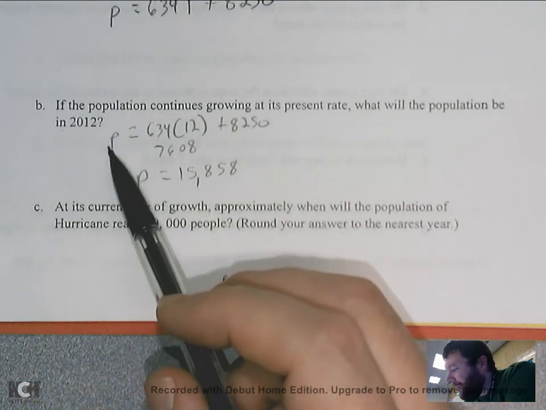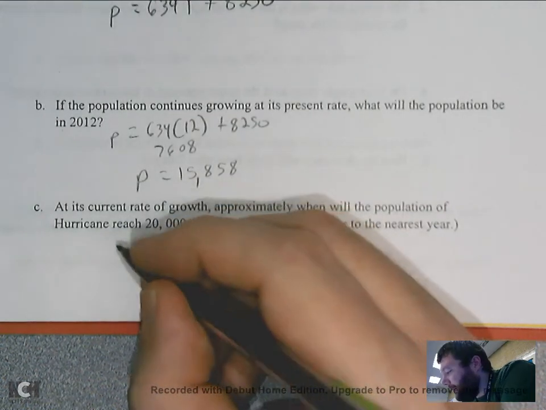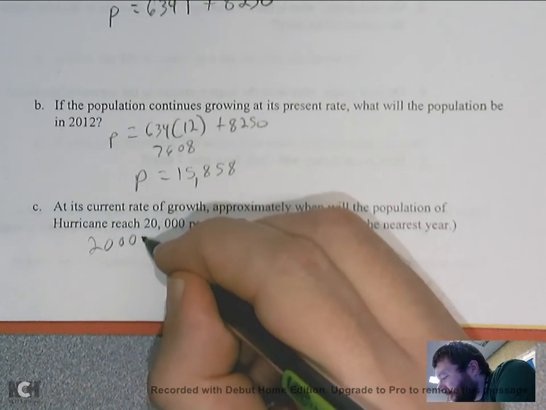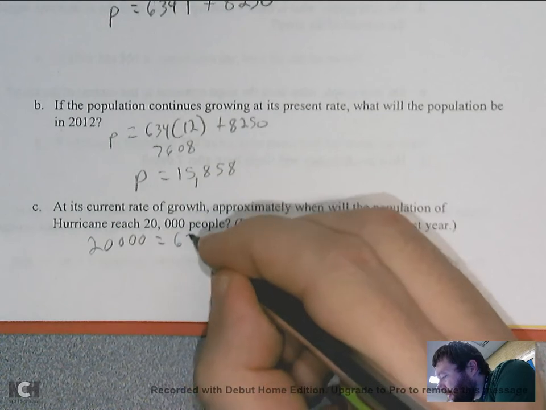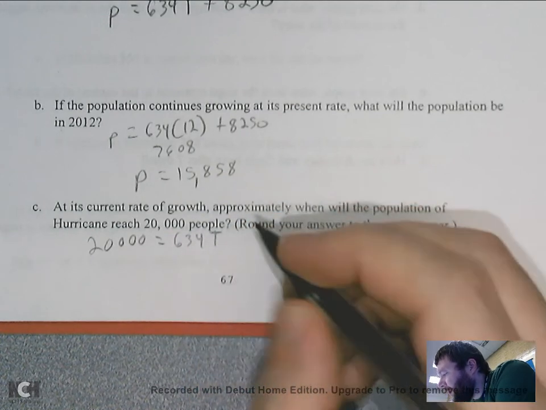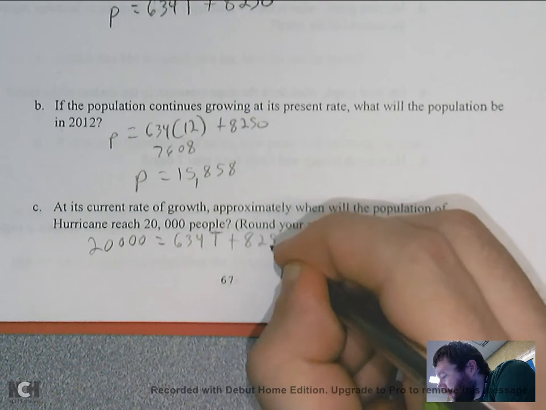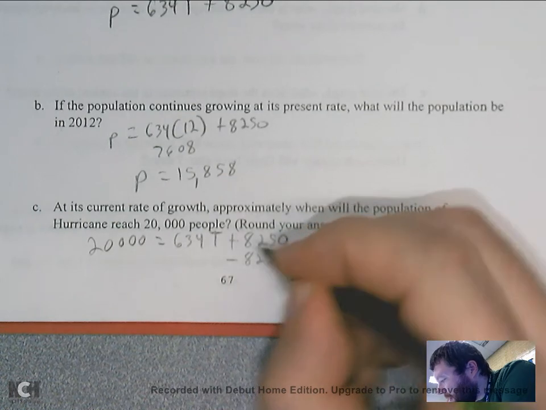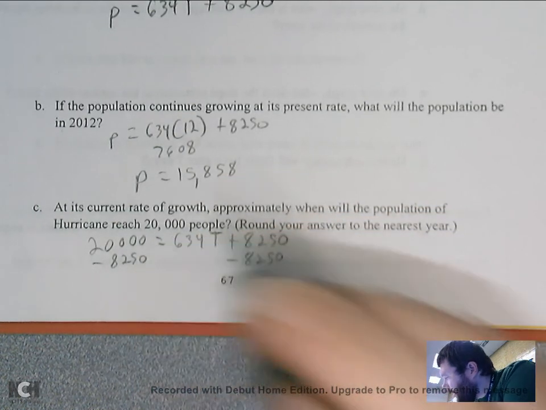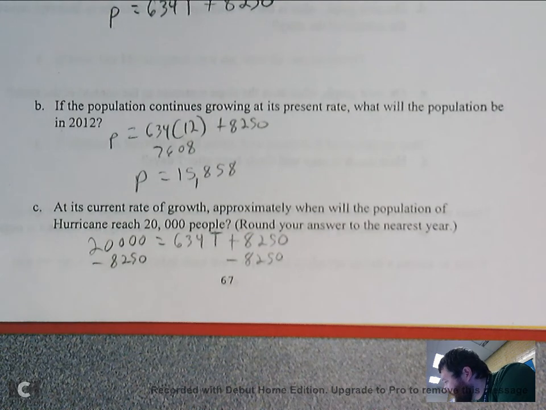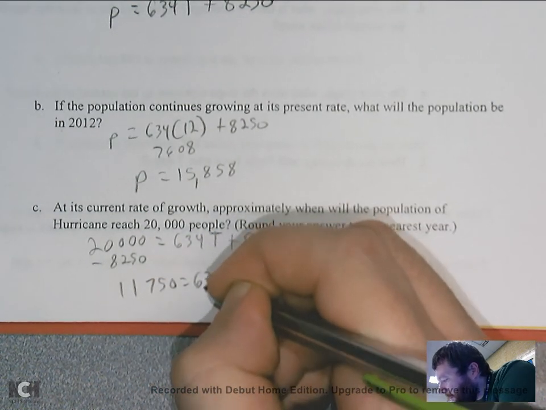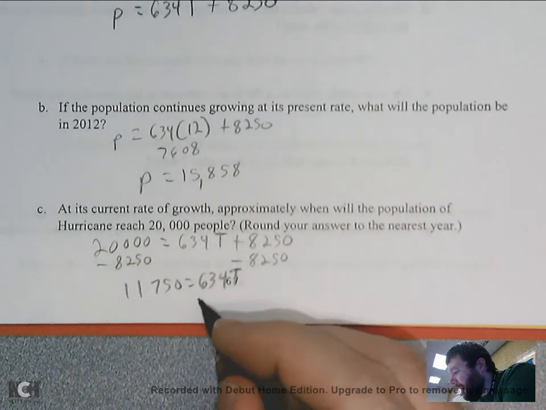So this time, I'm replacing the P with 20,000, because it's the population it's giving me this time. So 20,000 is equal to 634t plus 8,250. So, again, two-step equation. I'd minus 8,250 first. So 20,000 minus 8,250, I get 11,750 equals 634t. Then I divide by 634.